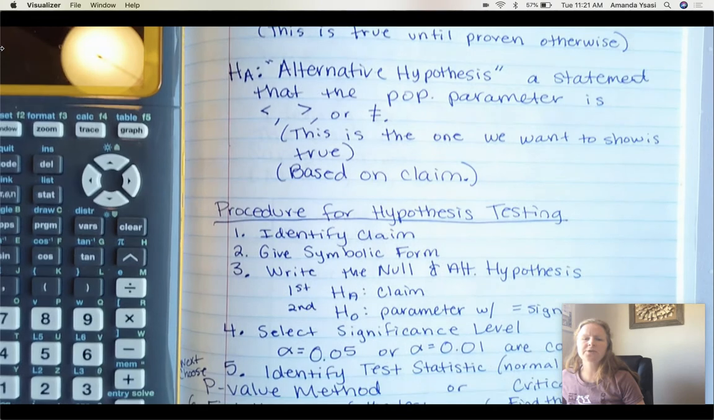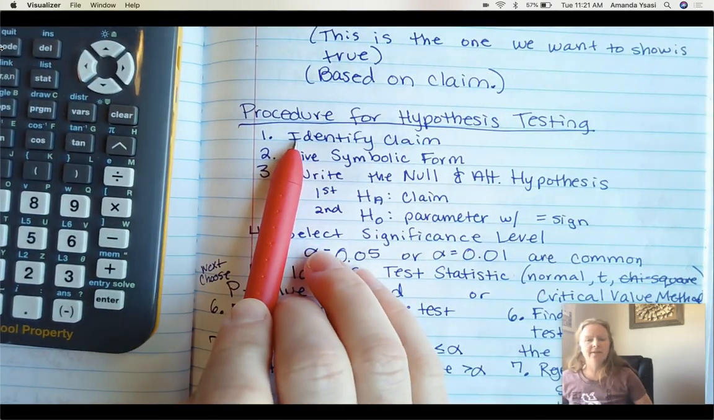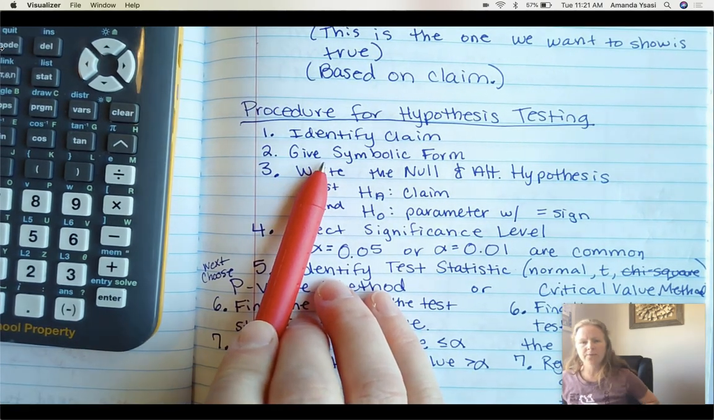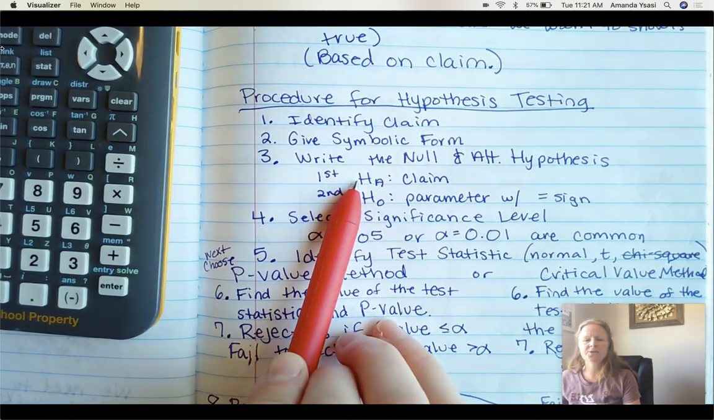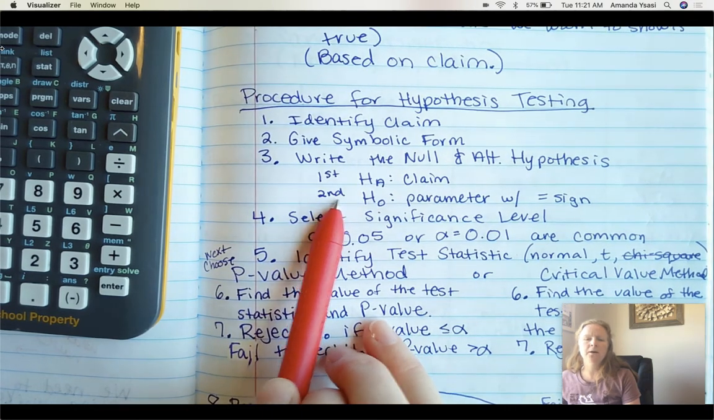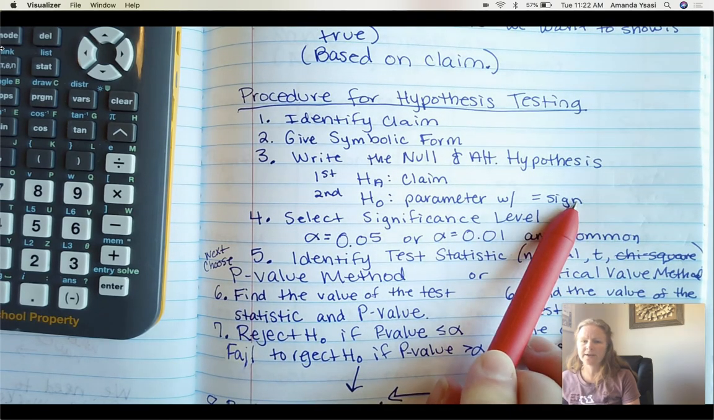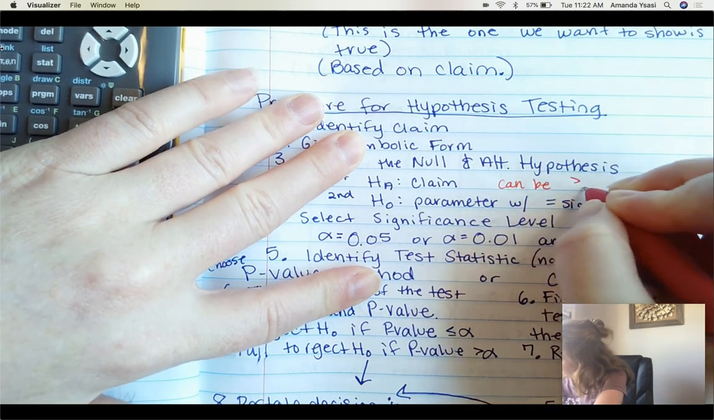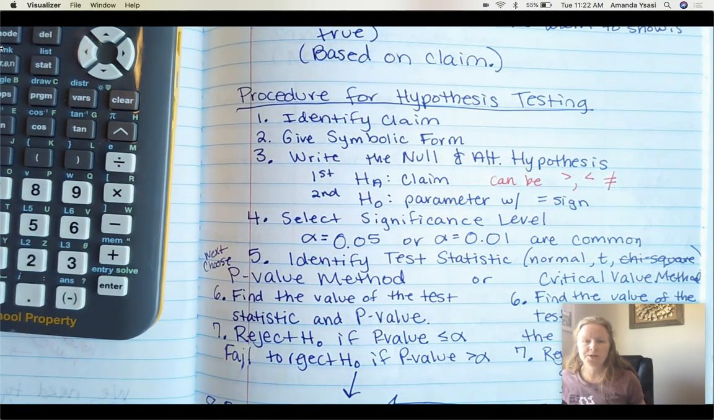Okay, so here's your procedure for your hypothesis test. You're going to identify the claim, give it in symbolic form, like we did earlier where P was greater than 50. Write your hypotheses. The easier one to write is your alternative because that's your actual claim. Your null is your parameter with the equal sign. It's always with the equal sign. The claim can be greater than, less than, or not equal to. You can use those symbols.